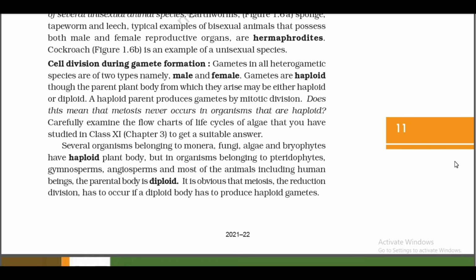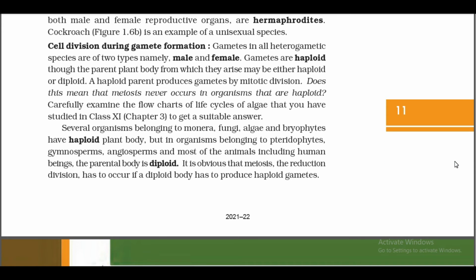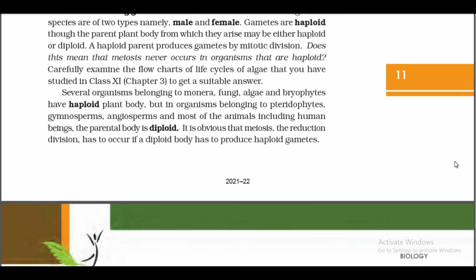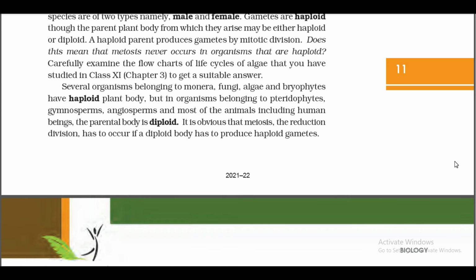Cell division during gamete formation. Gametes in all the heterogametic species are of two types, namely male and female. Gametes are haploid though the parent plant body from which they arise may be either haploid or diploid. A haploid parent produces gametes by mitotic division. This means that meiosis never occurs in organisms that are haploid.